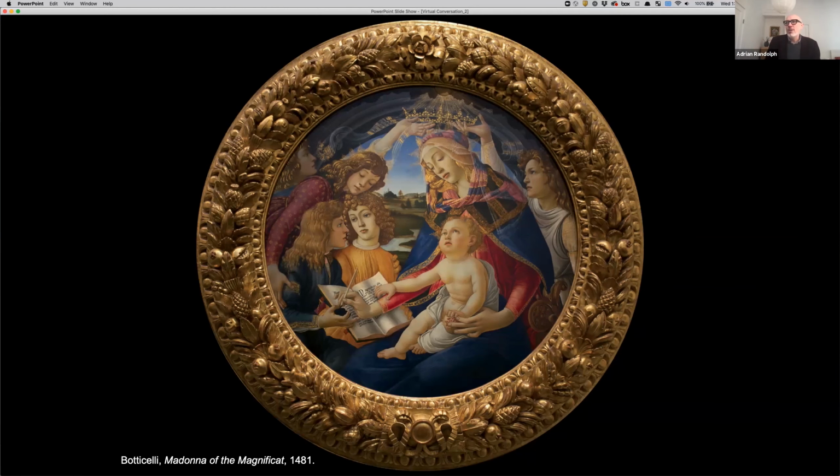But with these mirrors, I think the artist here is playing with the idea of the lens, and you can see the way in which this round tondo form accommodates a type of round perspectival visualization of the figures there.